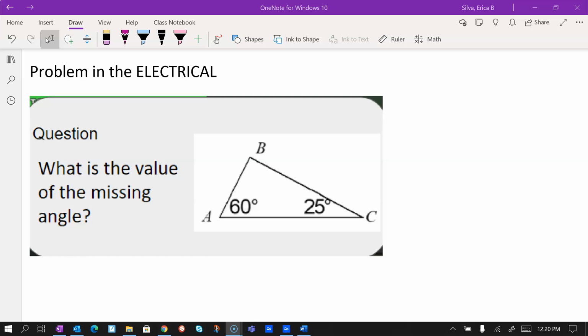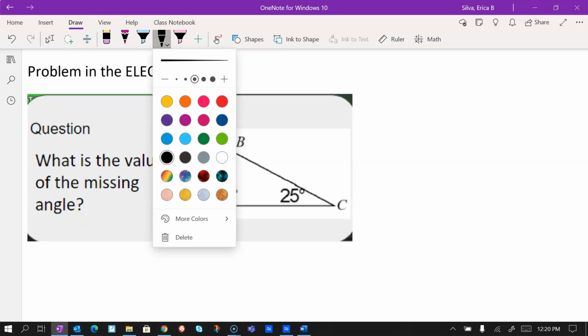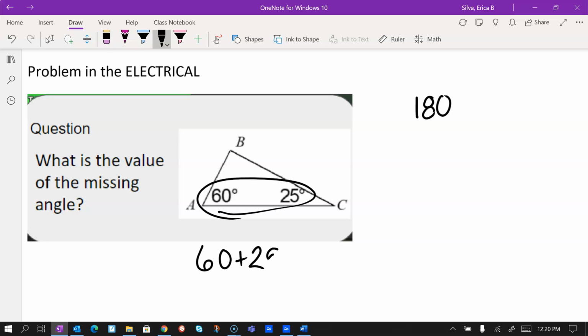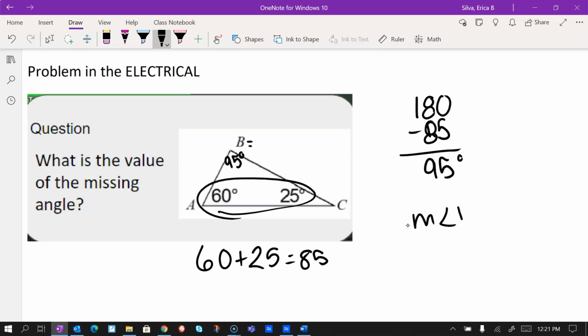This is the problem in the electrical. What is the value of the missing angle? Recall that a triangle will always equal 180 degrees. So we want to add these two angles, 60 plus 25, that gives us 85. So we want to subtract that from 180 degrees, and we get 95 degrees. So angle B is equal to 95 degrees.